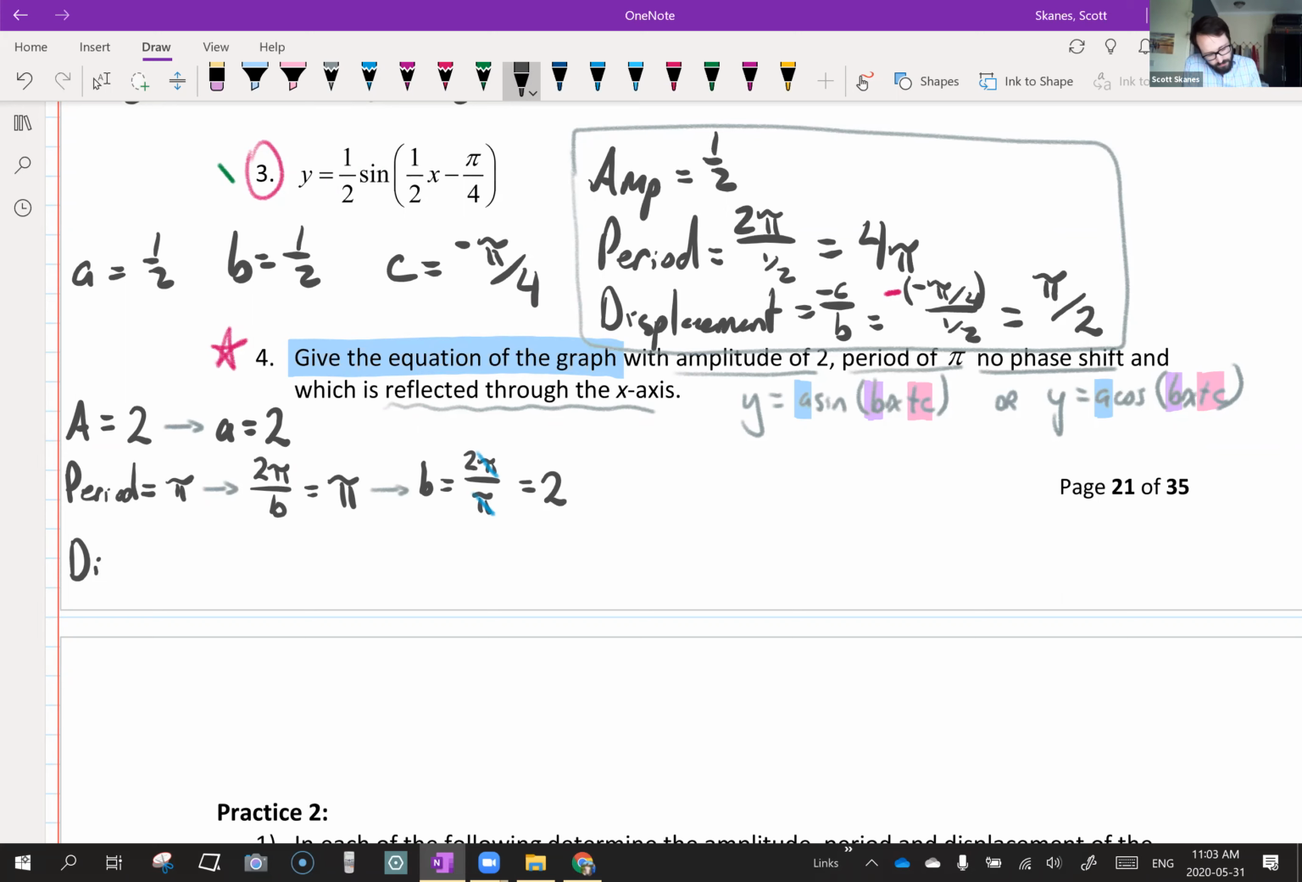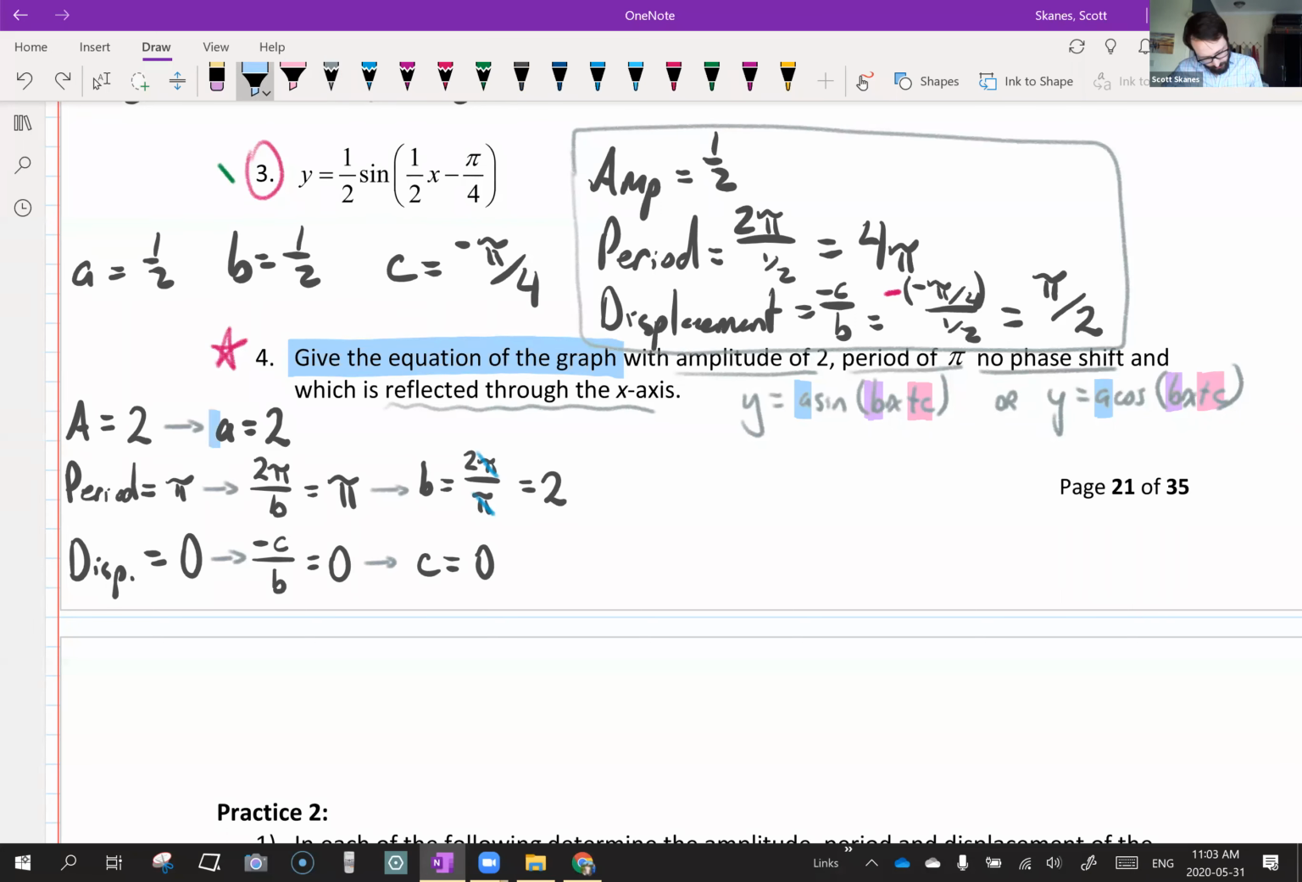Finally, displacement. Displacement in this case, given in the question, is 0. Well, we can see that C will directly be that, but let's just be clear. We know that displacement is negative C over B, and we know it's equal to 0. If that's true, then C has to be 0. So we have our 3 pieces, okay? We have A, we have B, we have C.